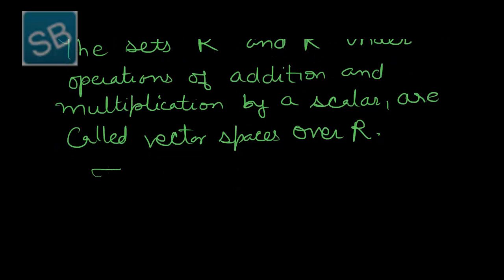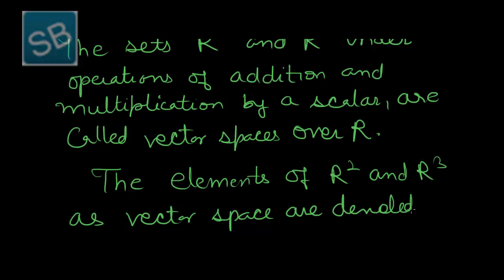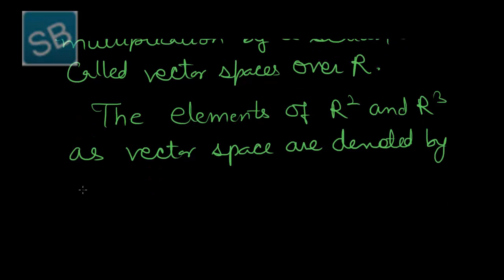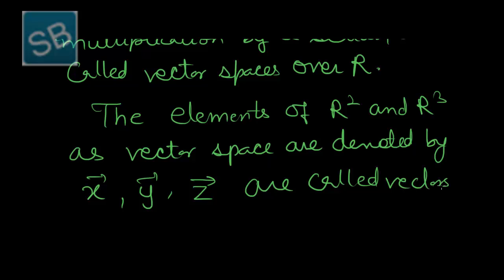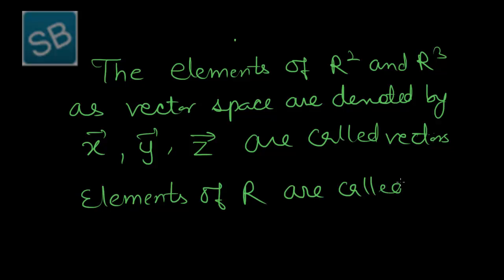So the elements of R square and R cube as vector spaces are denoted by vector x, vector y and vector z, that is, an arrow written above the element, and are called vectors, and elements of R are called scalars. That is 1, 2, 3.